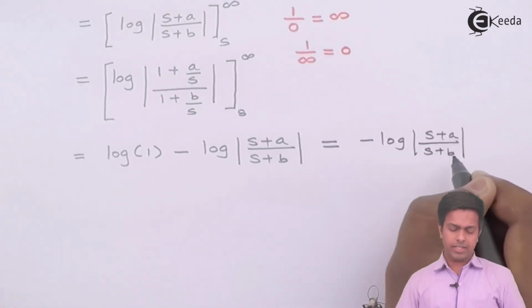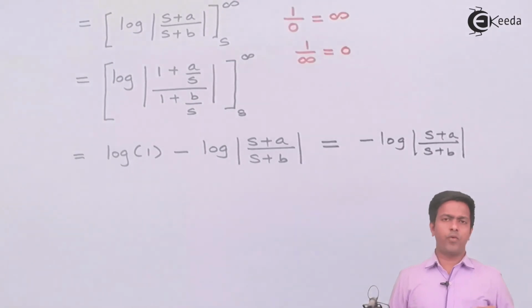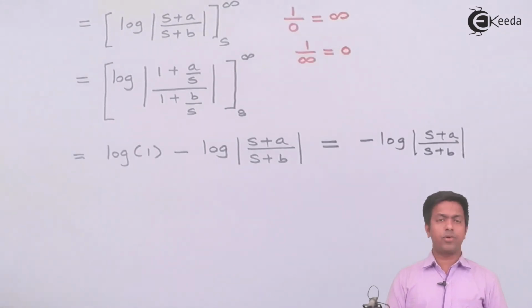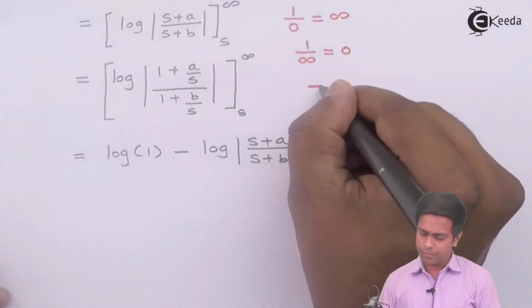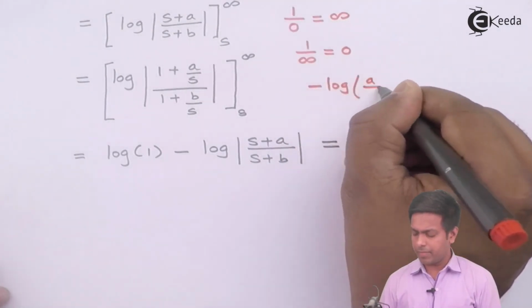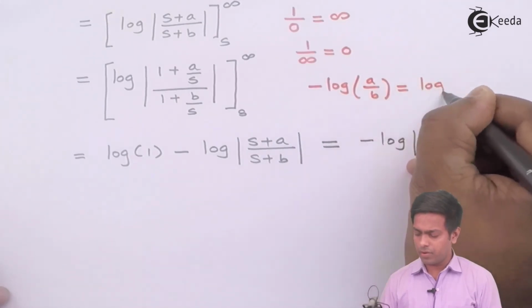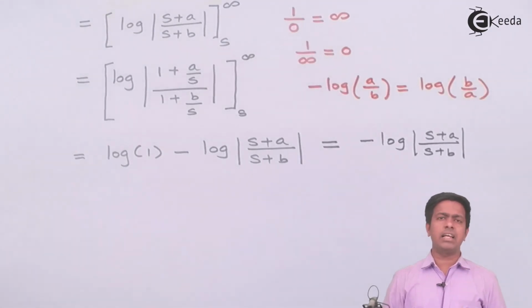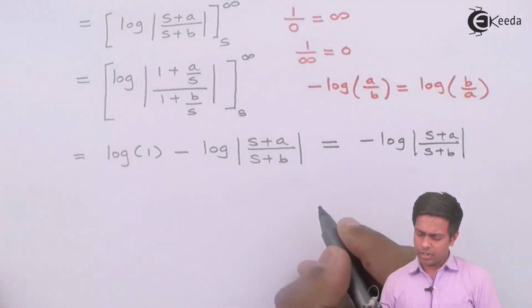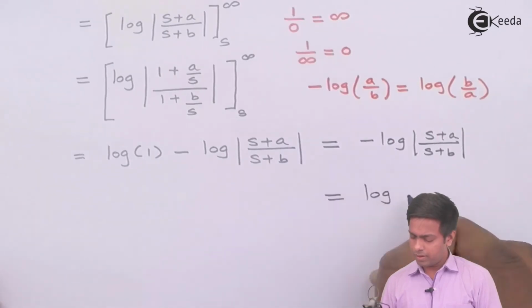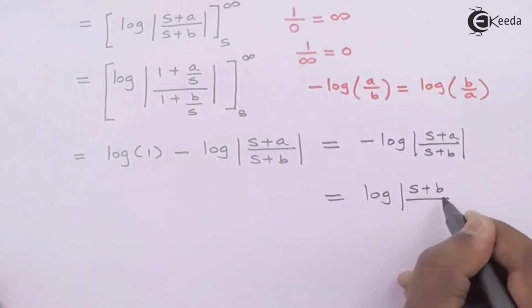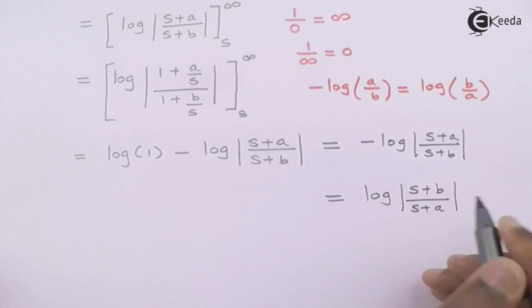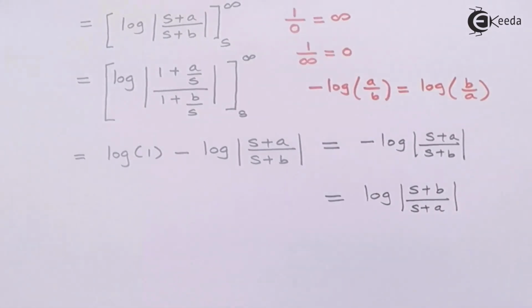So it means guys, this is the Laplace transform of the given function. Now if you want to make that answer positive, then we will be using the property of logarithm, which says negative log of a upon b is equal to log of b upon a. Here I'll write down for you. So negative log of a by b is equal to positive log of b upon a. So you have to interchange numerator and denominator. So here this will become log of s plus b upon s plus a. And guys, this is nothing but the Laplace transform of the given function.